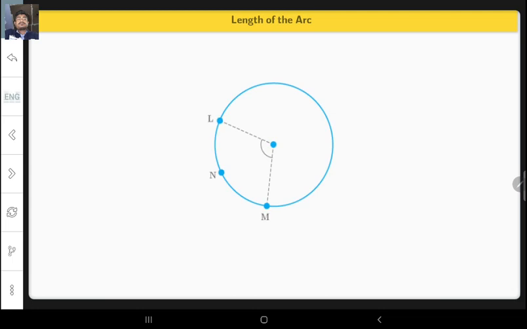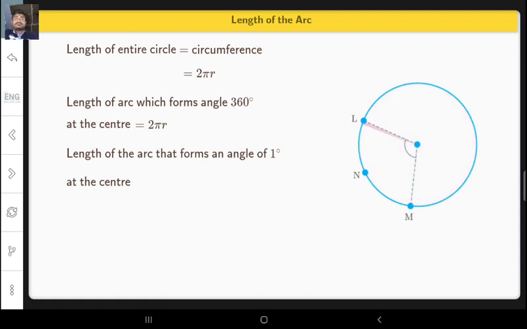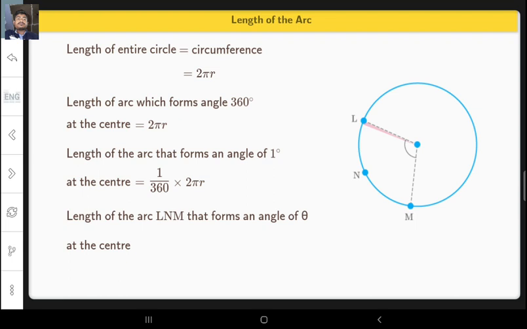Let us now find the length of an arc using a similar method. We know that the length of the entire circle is equal to circumference, which is equal to 2 pi r. This is also an arc that forms an angle of 360 degrees at the center. So, the length of the arc that forms an angle of 1 degree at the center is 1 divided by 360 into 2 pi r. Thus, the length of the arc LNM that forms an angle of theta at the center is theta divided by 360 degrees into 2 pi r.